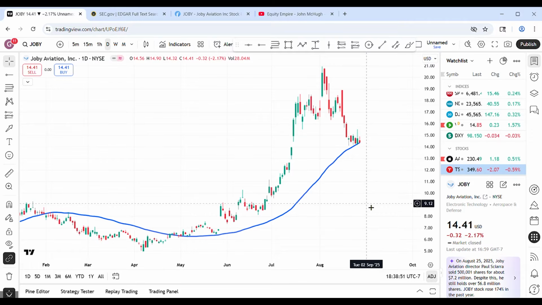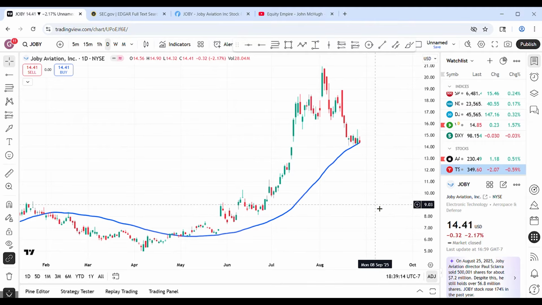Today, we're going to be taking a look at a chart on flying taxi company Joby Aviation, symbol JOBY. And when we take a look at the chart, we're simply going to be looking for support levels to see if we can get a quick bounce for a trade or if we can get a lower entry price if you're looking for a longer term position. So let's get right into the action.